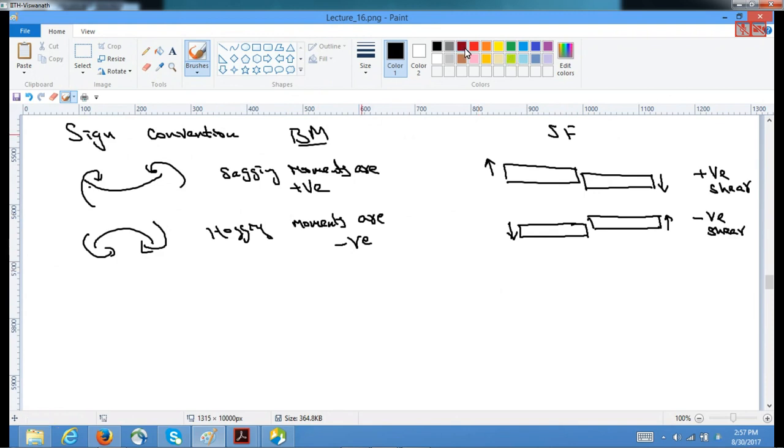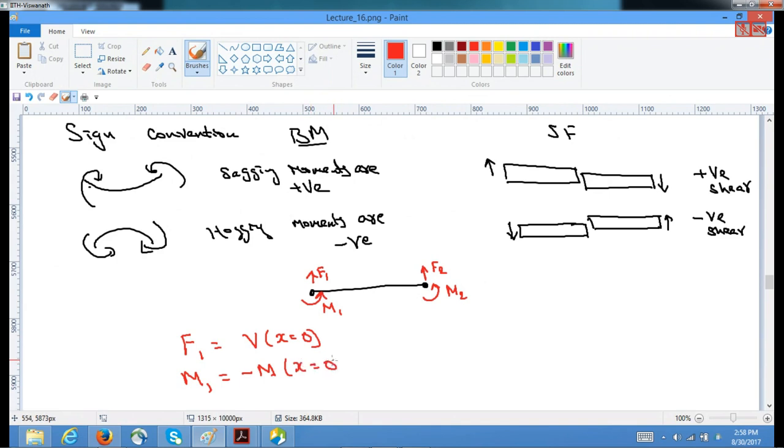Okay. Now let me draw the node or the element again. So in the element, when I have chosen, my degrees of freedom were F1, M1, and this is F2, and this is M2. So looking at it and the sign convention, my F1 is nothing but shear force evaluated at x equals 0. Now my bending moment M1 is nothing but, it is with a negative sign, so minus M at x equals 0.